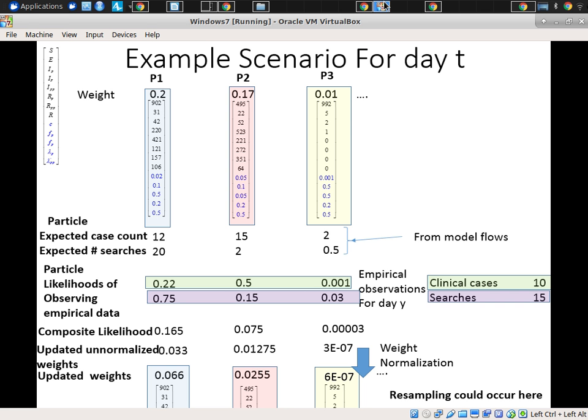Now, where does resampling come in? Resampling could occur once you have these updated weights. That's when resampling can kick in. If there are lots and lots of particles, and the effective sample size is small compared to the total number of particles, so there are lots of particles with very low weights, then we will resample. That will flush out those particles with low weights and allow us to use the 10,000 particles to good effect by capturing those that have higher weights.